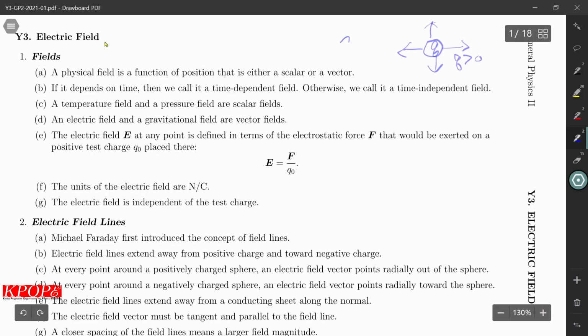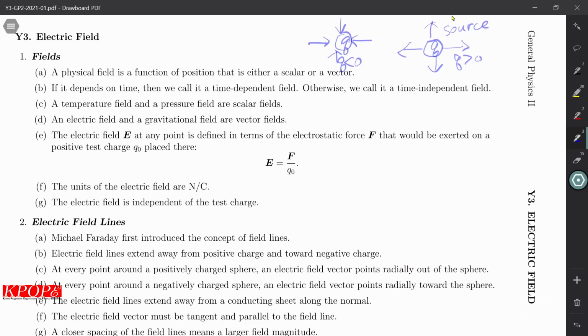If it is negative, Q is negative, then electric field enters. So the positive case is the source of electric field. Negative charge is the sink of the electric field.